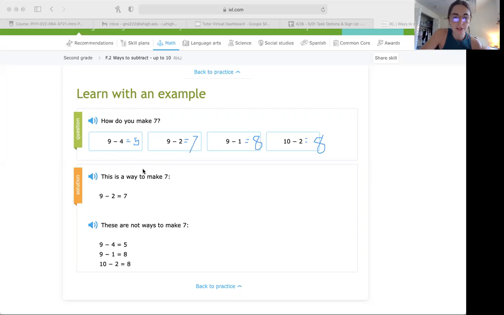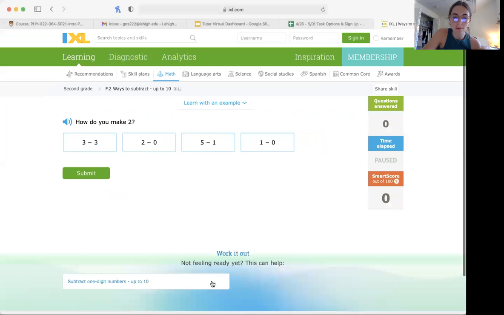Okay, so this is the way you make 7, 9 minus 2. So that would be your correct answer. This is just getting some extra practice with subtraction. Okay, so now let's go through some problems.